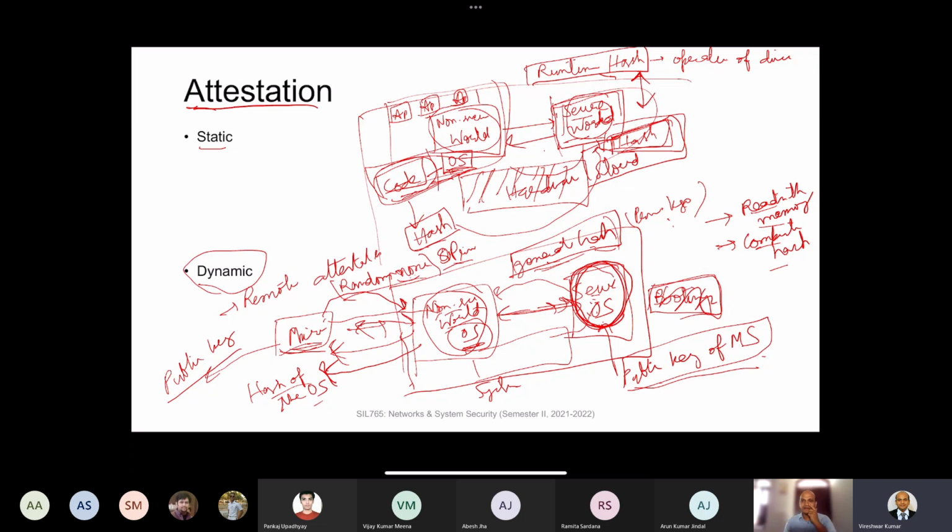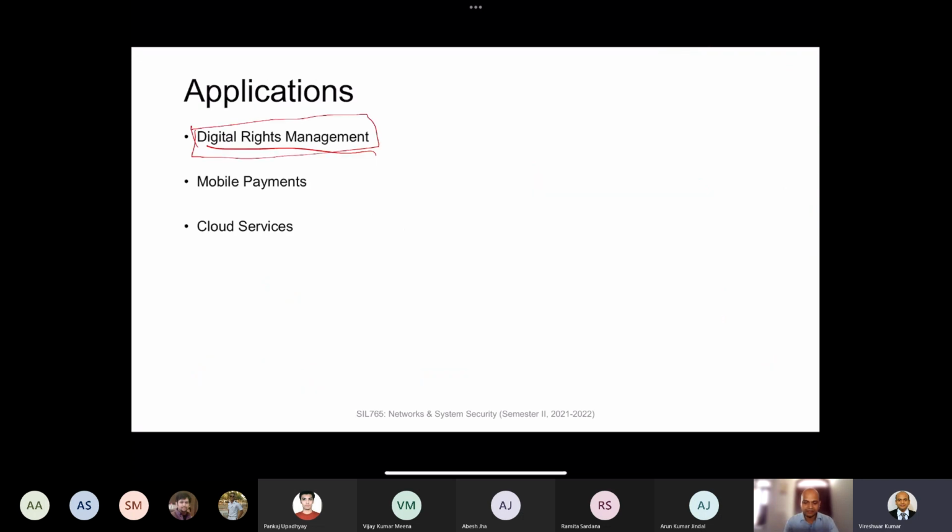Okay, so now that you have learned about how this attestation could happen, I have already said it, but can someone tell me how digital rights management could be enforced? Digital rights management is that if Microsoft says that your computer should have Windows 10, because you have paid for Windows 10 Home Edition, if you have obtained a license for this, then your system should be running this Windows 10 Home Edition.